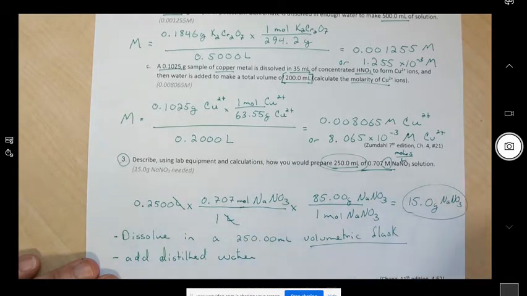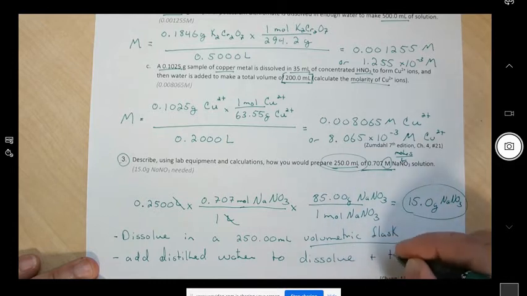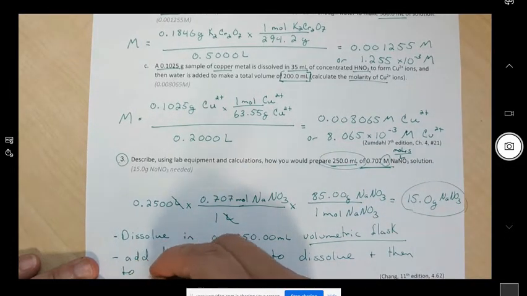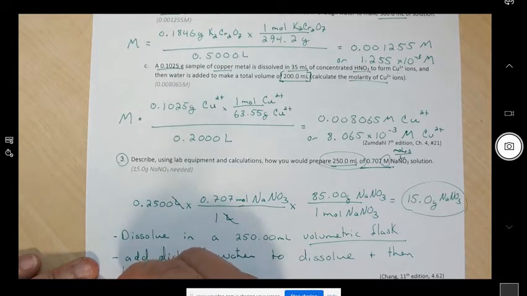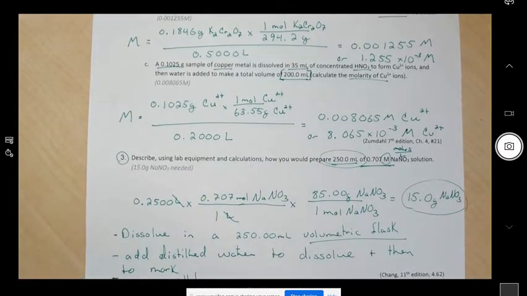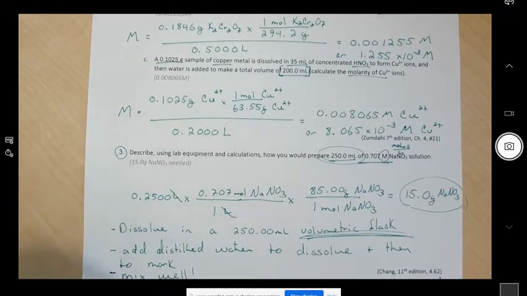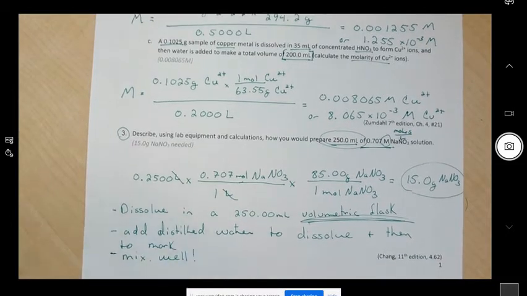And then what you're going to do is add more distilled water until you get to the graduation mark. So add distilled water to dissolve, and then to the mark. And then you're going to mix well by inverting several times. Okay, and that's pretty much it. Remember the volumetric flask, that's kind of an important piece of glassware. It is the most precise piece of glassware that we can use to actually measure out exactly 250 milliliters of a solution. All right, let's go ahead and move on to problem number 4.